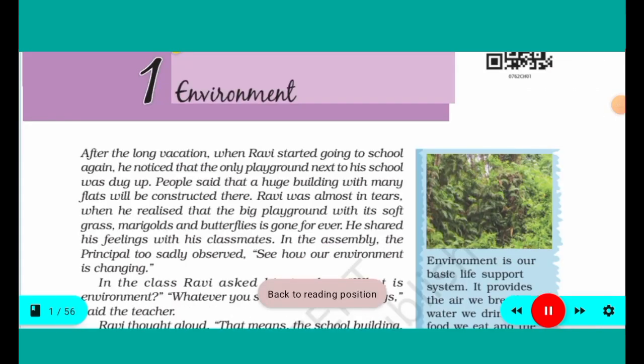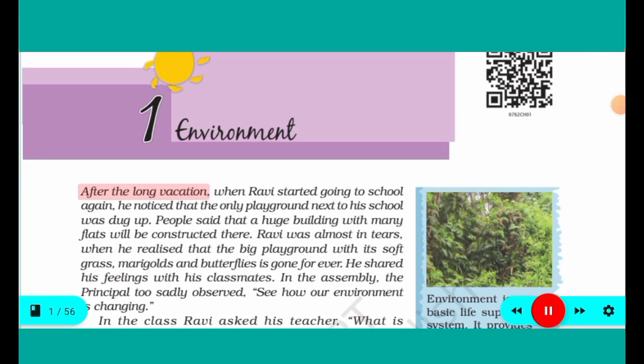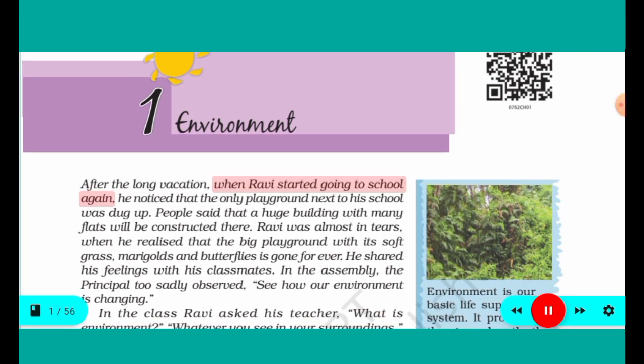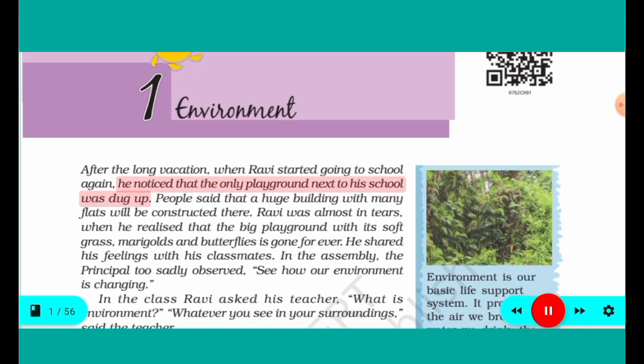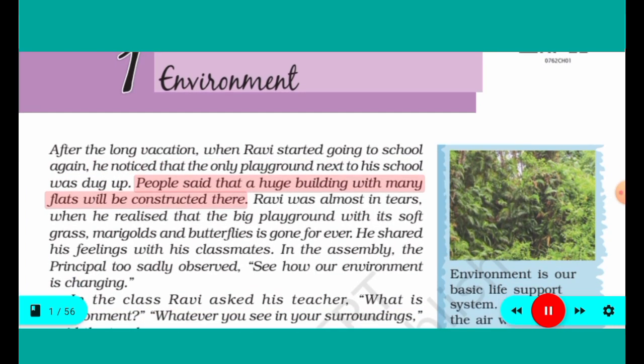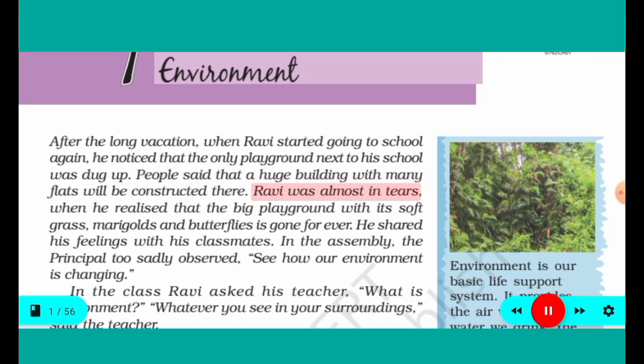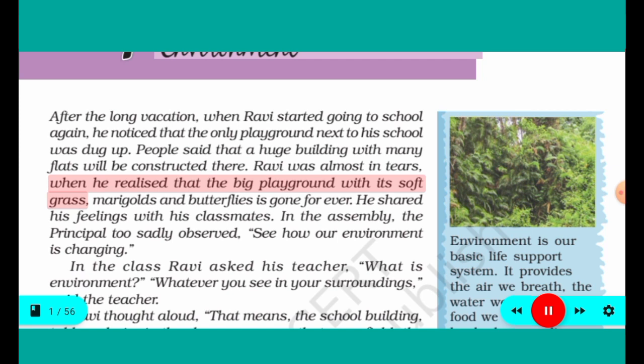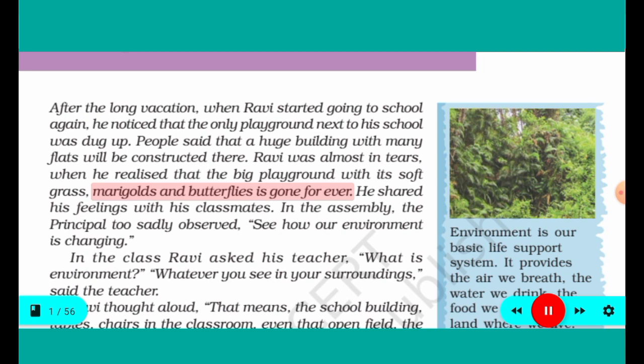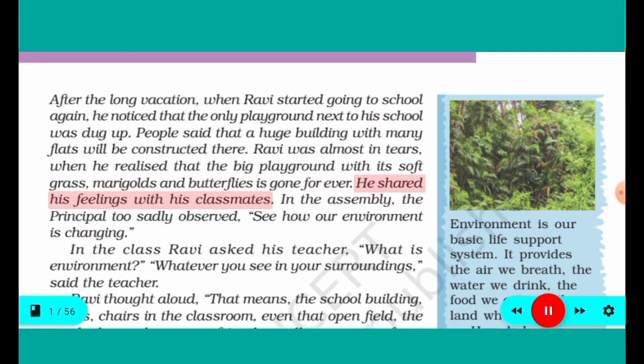1. Environment. After the long vacation, when Ravi started going to school again, he noticed that the only playground next to his school was dug up. People said that a huge building with many flats will be constructed there. Ravi was almost in tears when he realized that the big playground with its soft grass, marigolds and butterflies is gone forever. He shared his feelings with his classmates.